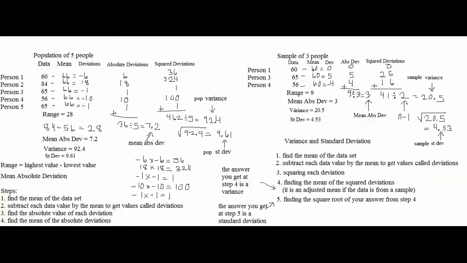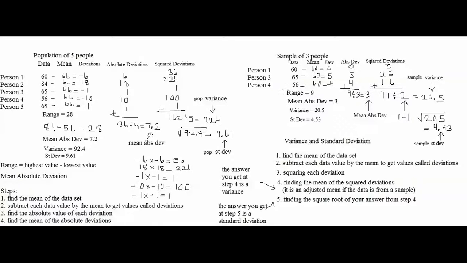What this mean absolute deviation of 7.2 is saying is that the average distance between each data value and the mean of 66 is 7.2. So the mean absolute deviation literally is the average distance from each data value to the mean. And notice how the standard deviation comes out to a number close to the mean absolute deviation. If we look at the population of 5 people, the mean absolute deviation is 7.2, and the standard deviation is 9.61. So since they come out close to each other, you could say that the mean absolute deviation is the average distance from each data value to the mean, and the standard deviation is a number that's roughly showing the average distance from each data value to the mean.